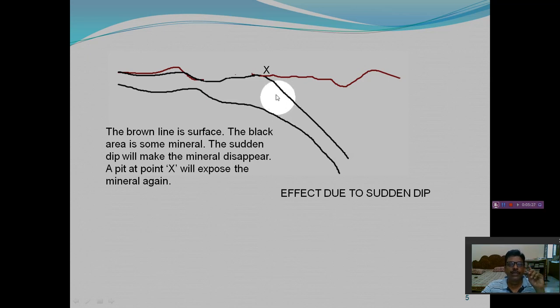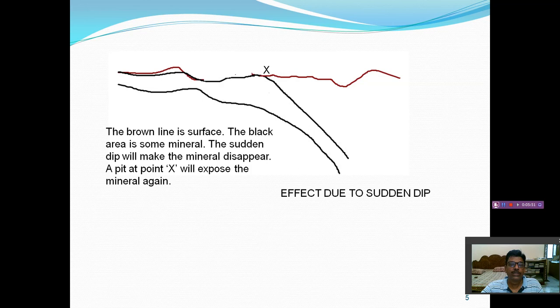Now, if it is a fault, what will happen? This entire piece will go somewhere here. If it is a fold, this portion will again appear here. So the differences you will come to know shortly. This black material has suddenly dipped. So what happens? Here on the surface, whatever you are seeing, the outcrop, here you will not find. Now, how to know that it is a sudden disappearance due to dip?